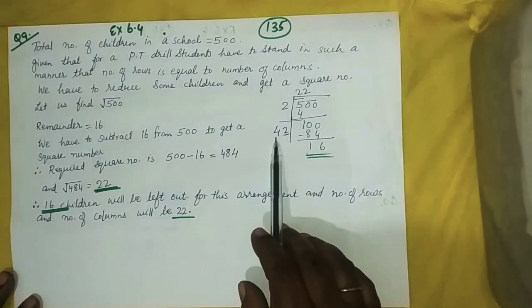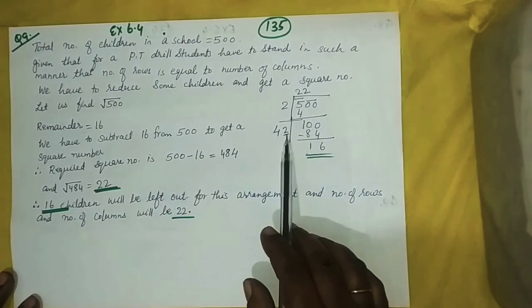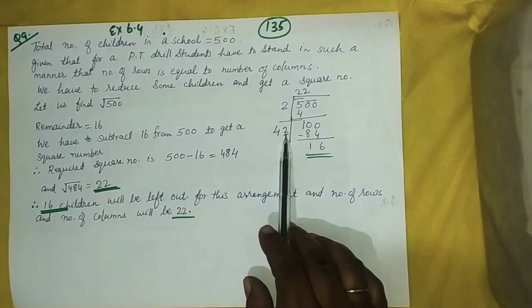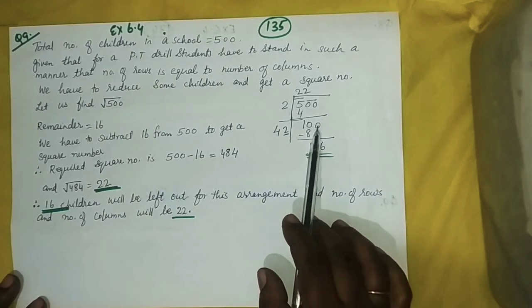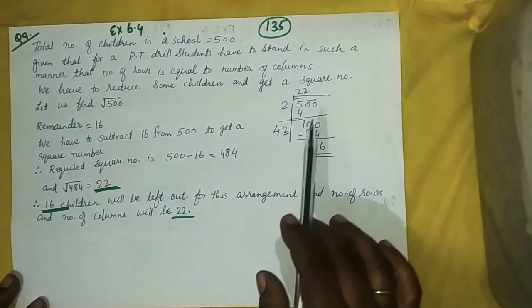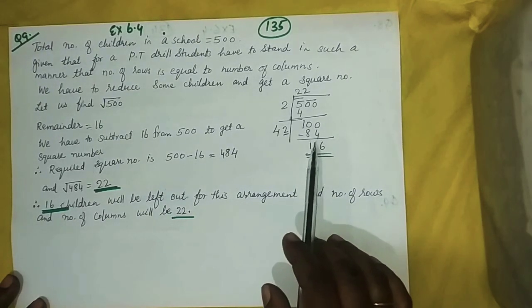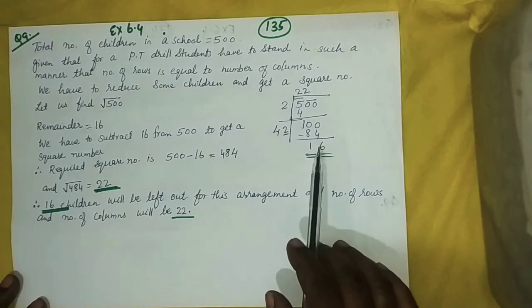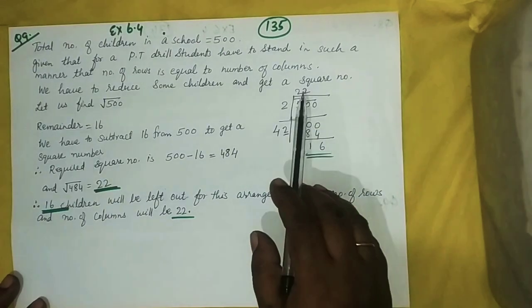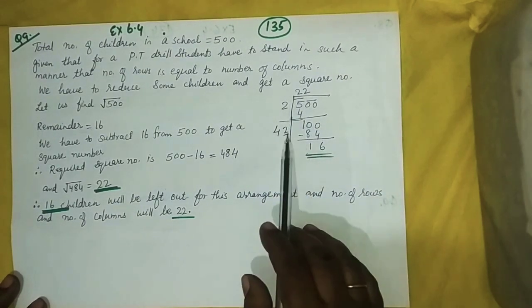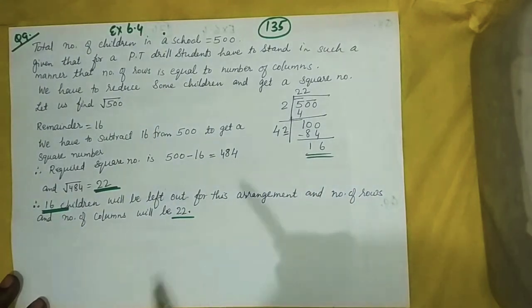Double of 2 is what? 4. Now you can write one digit on the right side of 4 in such a way that we get a number less than 100, because it is not a perfect square. So 42 into 2 is 84. When we take the difference of 100 and 84, you get 16 as the remainder, and 2 will come in the quotient also. So what does it show? The remainder is 16.